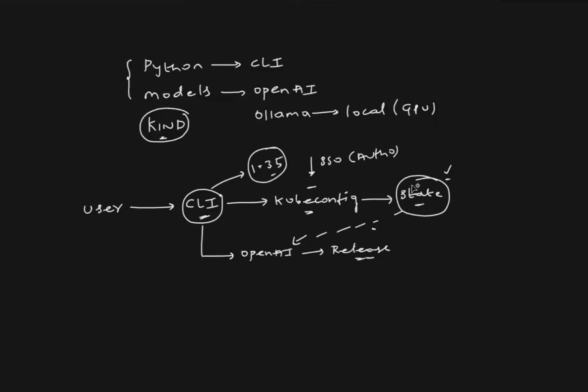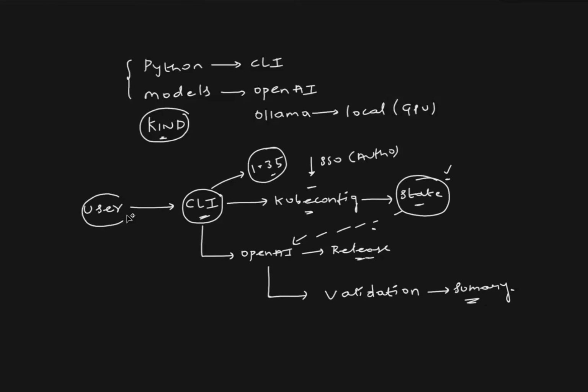Now, using the release notes and the current state of the cluster, OpenAI performs the validation. And once the validation is complete, it will give a detailed summary back to the user. This is the architecture that we are going to follow. I'll repeat this one more time because architecture is the critical piece, and then we will head to the implementation.